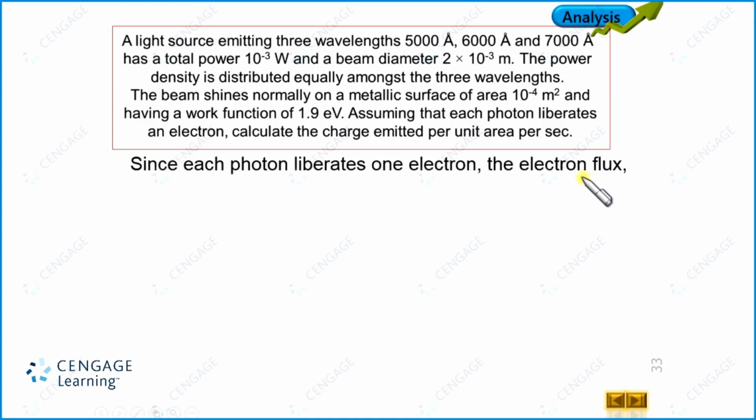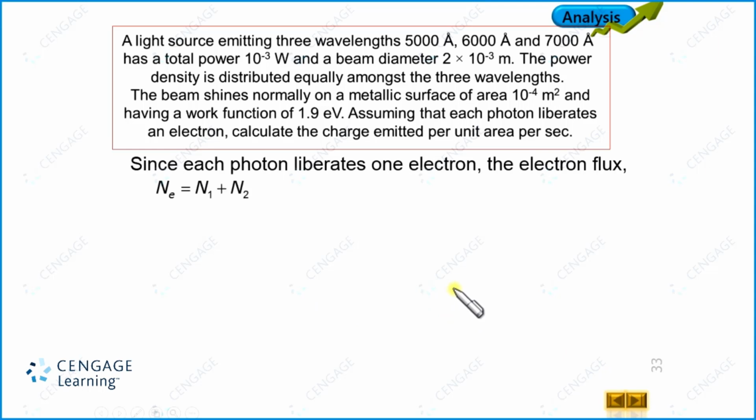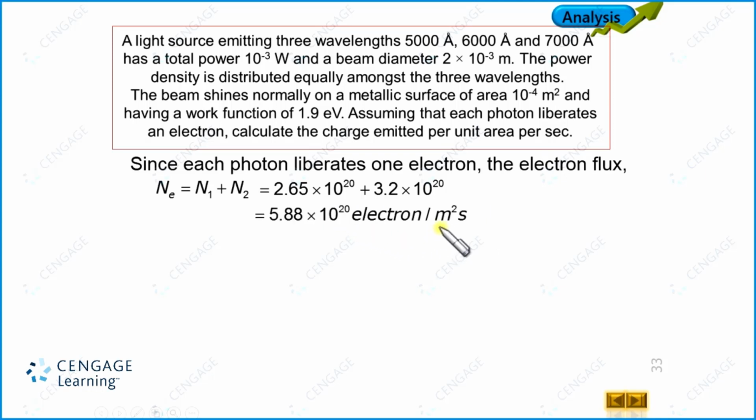Electron flux is the number of electrons emitting per unit area per unit time. So this is the summation of these two values, N1 and N2. So let us sum these two values, and after summation we will get the value 5.88 into 10 to the power 20 electrons per meter square per second, right?